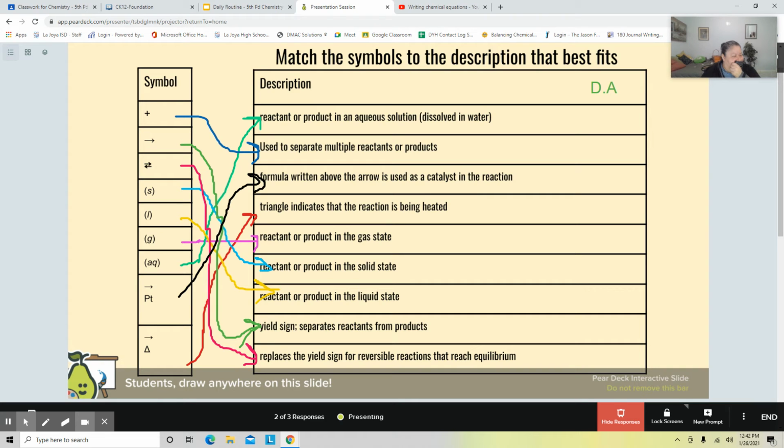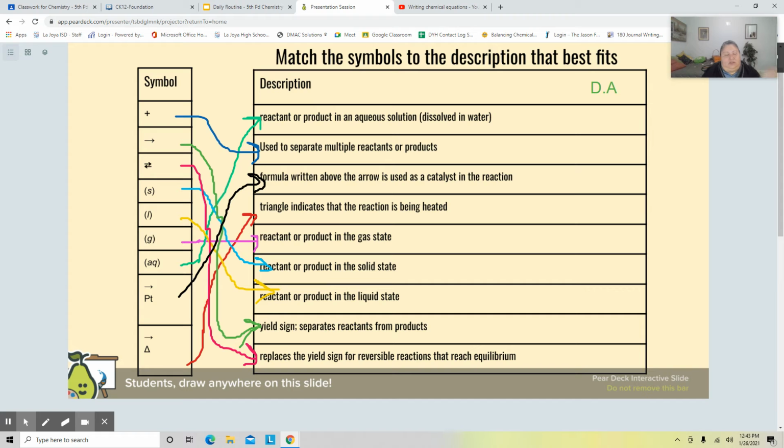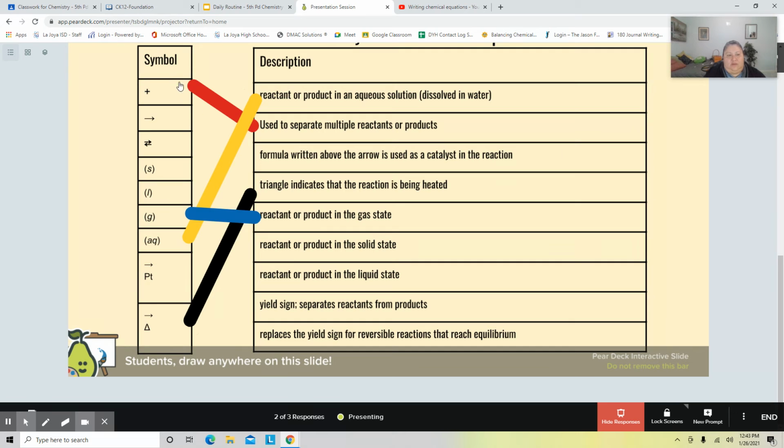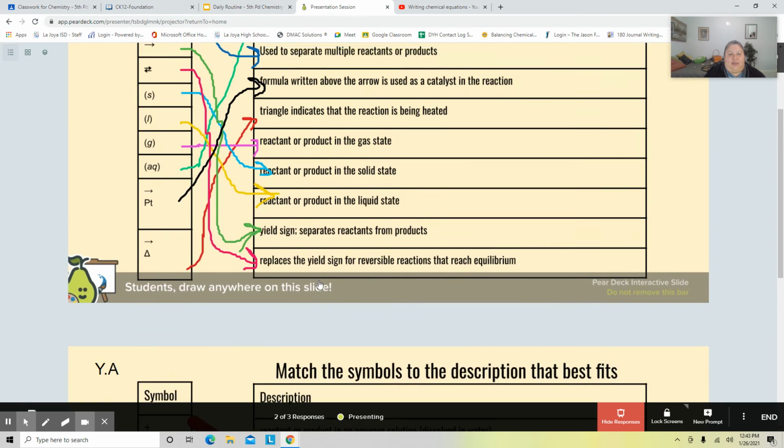Dominique, or Diamante. Sorry. I have a Dominique in 4th period. Diamante. Sorry. Okay. Very, very good. Look at them. They're doing it in speed lightning. Very good. Thank you, those of you who are participating. I appreciate it.